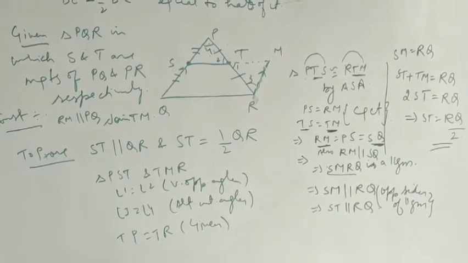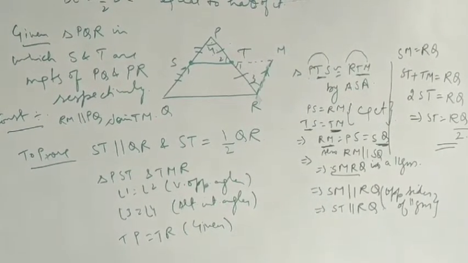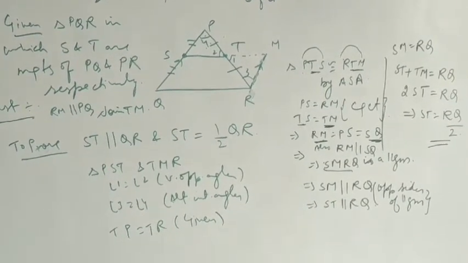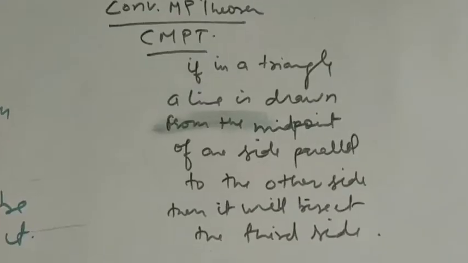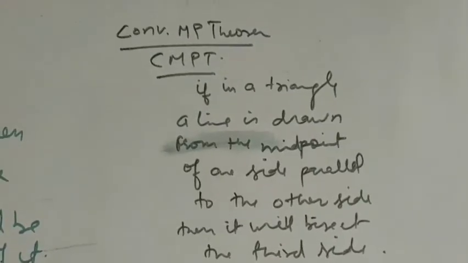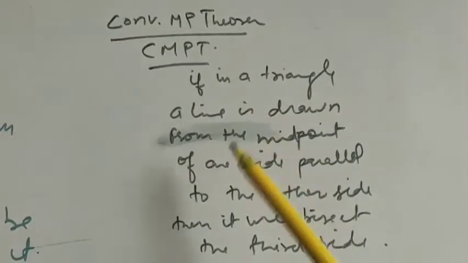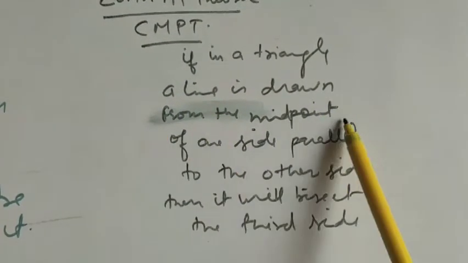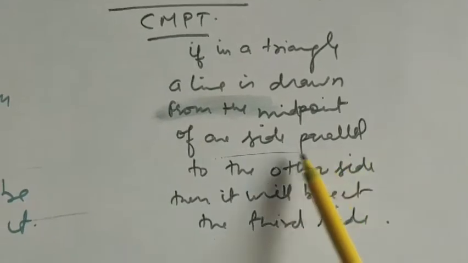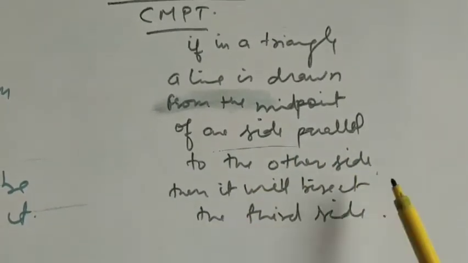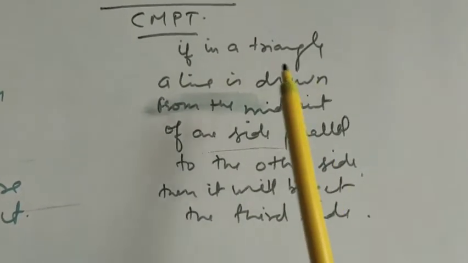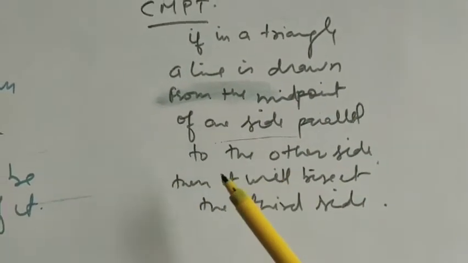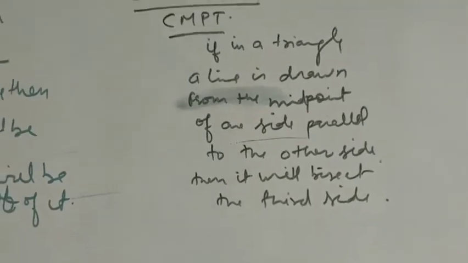Next we will do the converse of this midpoint theorem. Now, what does the converse say? If in a triangle a line is drawn from the midpoint of one side parallel to the other side, then it will bisect the third side.